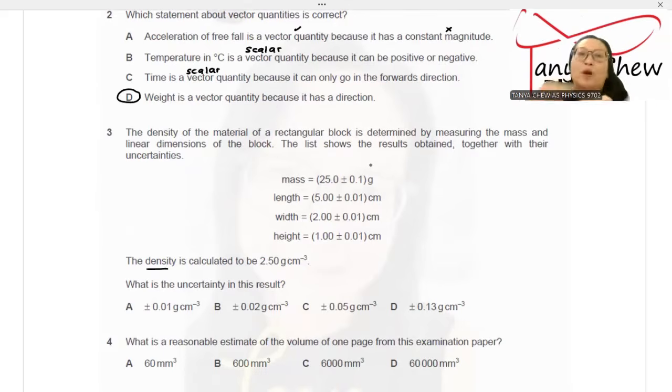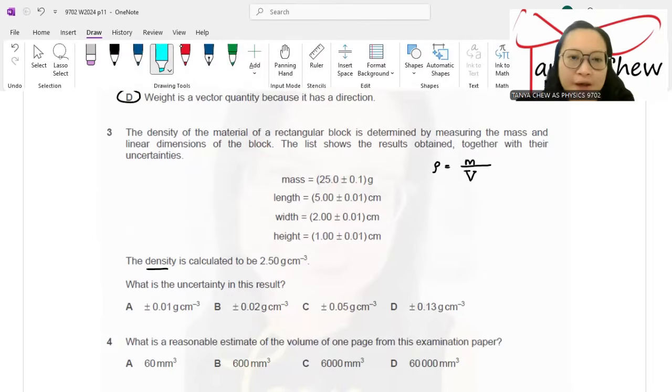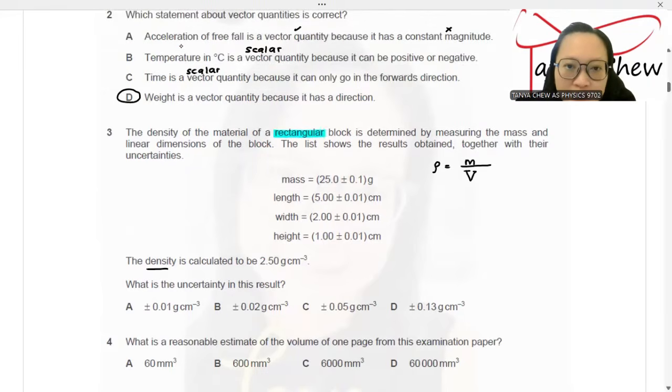So do it one step at a time. What is the definition of density? Okay, I just write down. The definition of density is mass over volume. Second step, look for another hint from the question itself. Another hint, they told you this is a rectangular block.